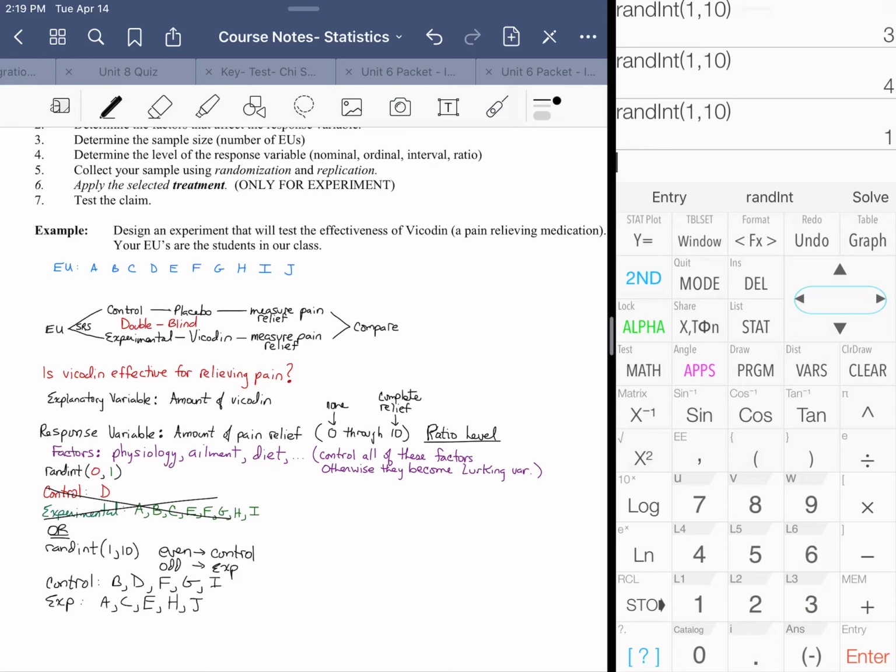Apply the selected treatment? Well, no. I'm not allowed to give out Vicodin to students. I don't have any anyway. So yeah, that's not going to happen. But we can say on paper we're applying the selected treatment, and that happened in the diagram. So we've got that accounted for. Test the claim. The claim is testing the effectiveness of Vicodin. That's all part of the diagram also. All right. So the diagram kind of addressed, in a nutshell, everything that was going on. We just fleshed it out a little bit more below. And I wrote a little bit more than I needed to, but it makes sense, at least for the first time through.